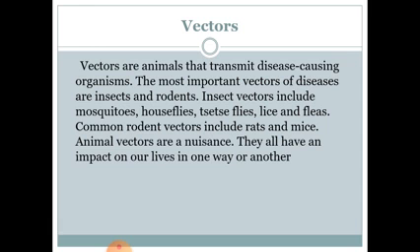Vectors. Vectors are animals that transmit disease-causing organisms. The most important vectors of diseases are insects and rodents. Insect vectors include mosquitoes, butterflies, tsetse flies, lice, and fleas. Common rodent vectors include rats and mice.